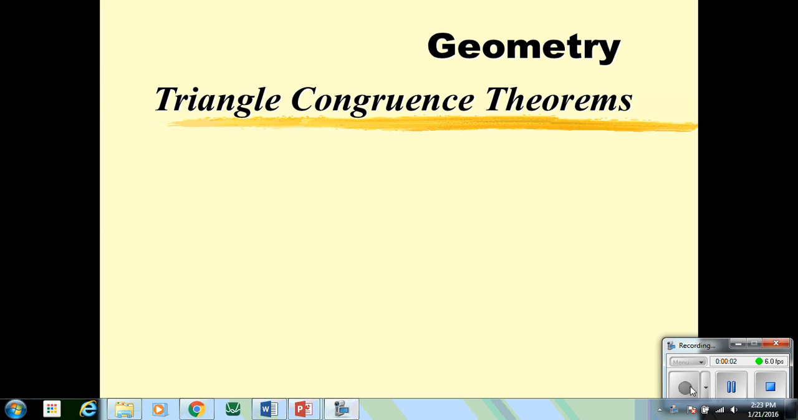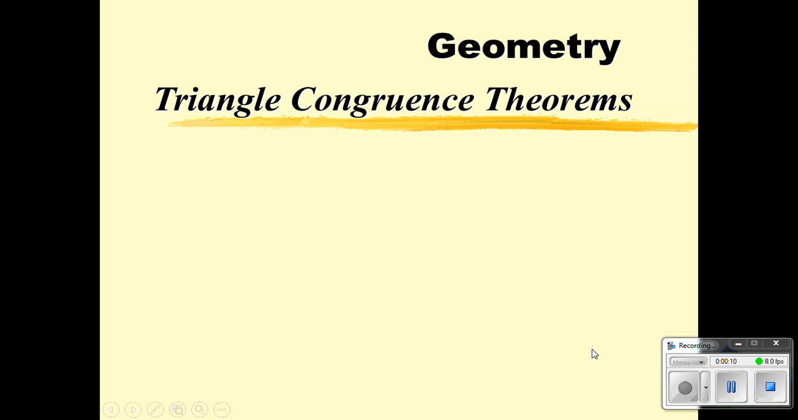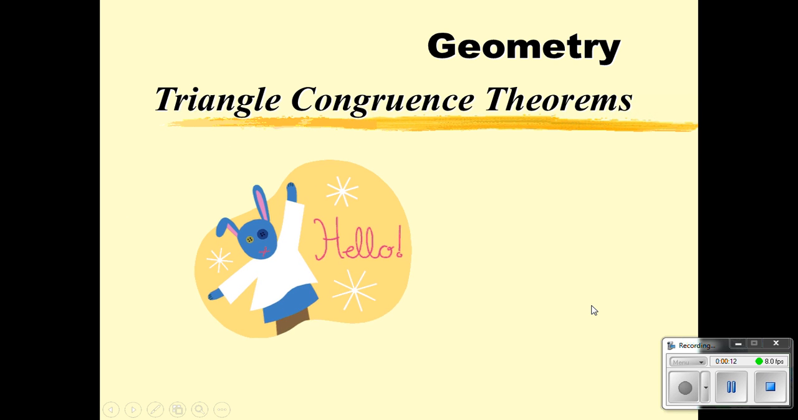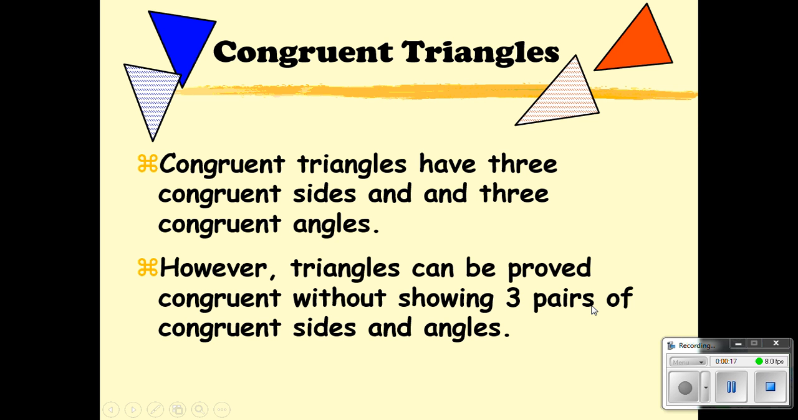So today what we want to talk about are triangle congruence theorems, or how can two triangles actually be congruent to each other. When we're talking about being congruent, we want to remember that congruent triangles have three congruent sides, meaning three equal sides, and three congruent angles, three equal angles. They're the exact same triangle.